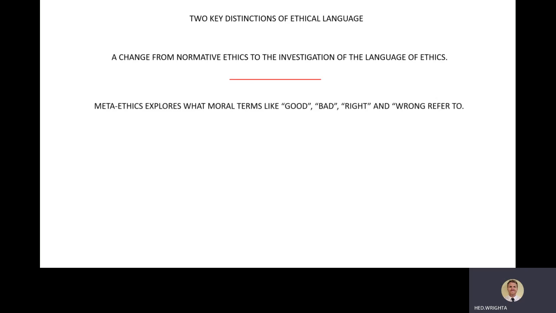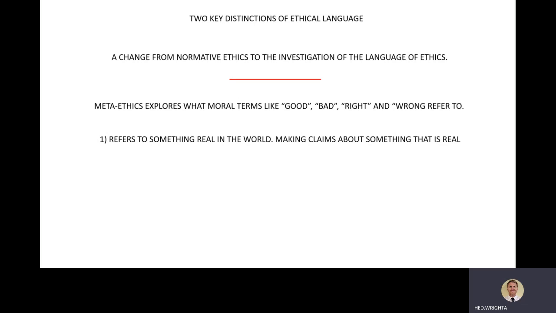And so instead of saying, okay, here's a checklist of things that we should look at and the criteria that we should meet to decide what to do, this is more about what we mean by these moral terms like good, bad, right and wrong. What do they actually refer to, if indeed they refer to anything at all?